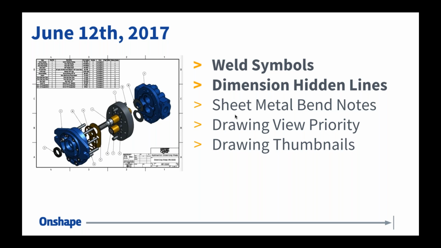Now, the other big improvement, at least most requested improvement, is the ability to dimension hidden lines inside of your drawing. This may not necessarily be the best practice. There are a lot of users that will tell you not to do this, but there are a lot that have asked for it as well. And so now in Onshape, you can dimension to the hidden lines in your drawing.